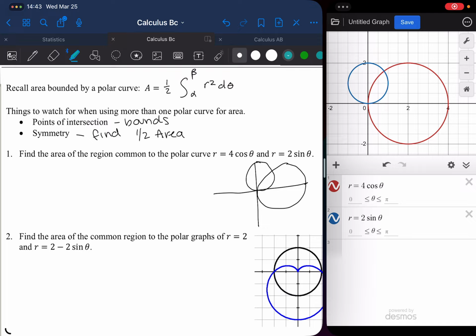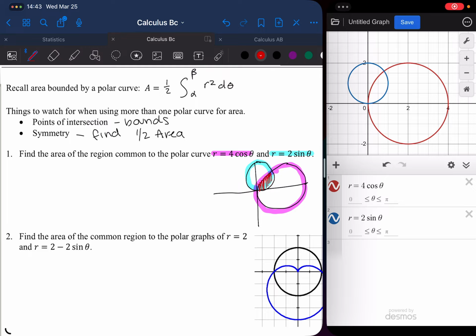Okay, so the blue circle is the smaller one, that is sine. So I'm just going to color code it like it has here. And then the red one is cosine. And what we are trying to find is this intersection here, where the two polar curves overlap.